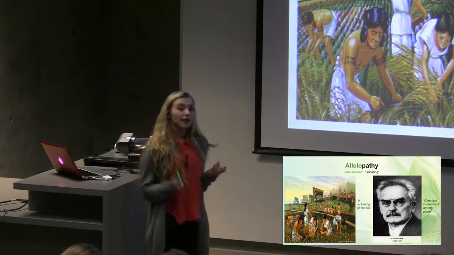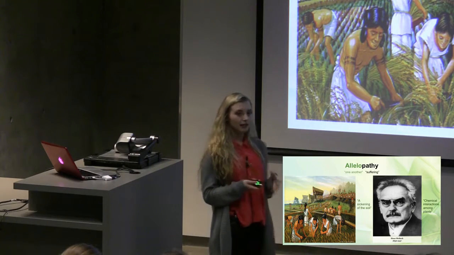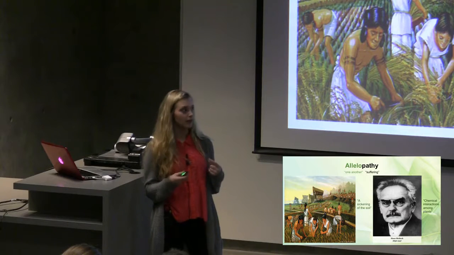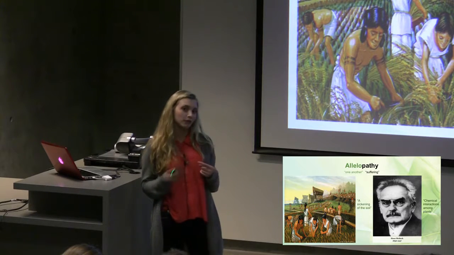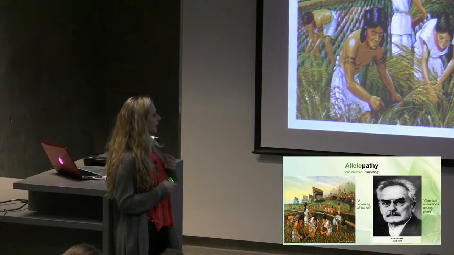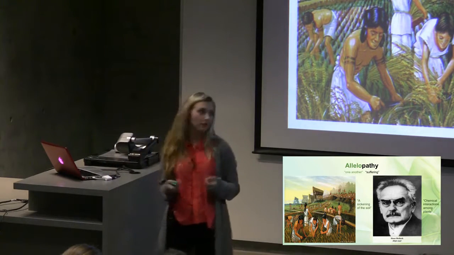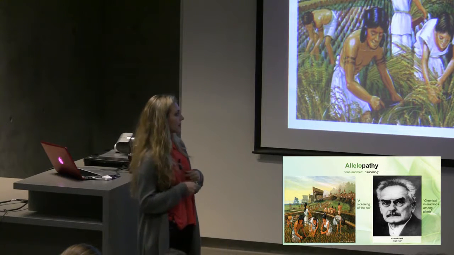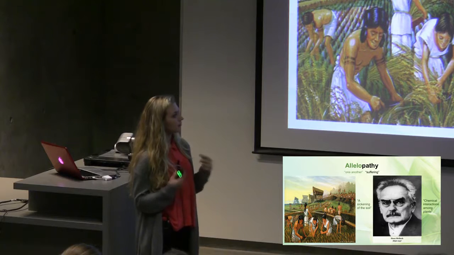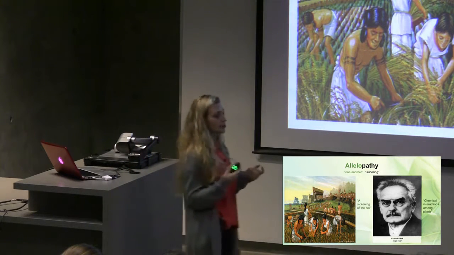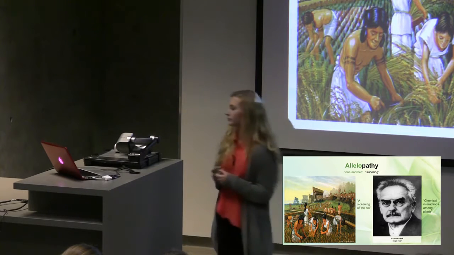So allelopathy comes from the Greek words allelos, meaning one another, and pathy, meaning suffering. So it's the suffering of one another, what allelopathic chemicals do. It was first recognized in ancient Greece, and it was described as a sickening of the soil. And Austrian botanist Hans Molisch first termed it allelopathy and called it a chemical interaction among plants.